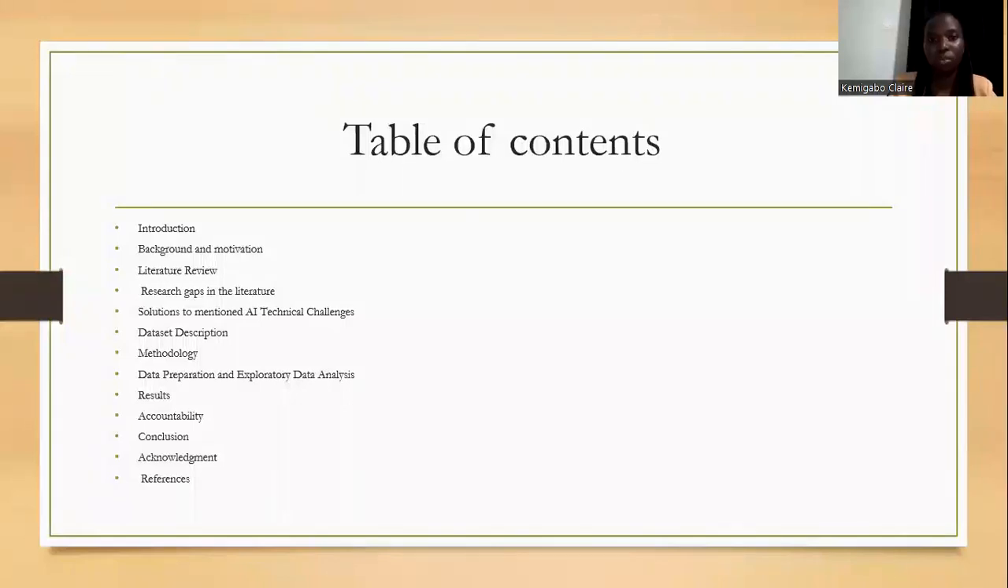So to go to the table of contents, we have introduction, background, literature review, research gaps, solutions, dataset description, methodology, data preparation, results, accountability, conclusion, management, and references.